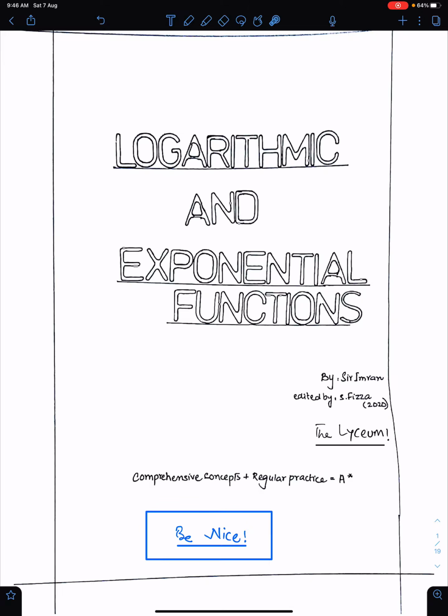An important equation to get A star in all your subjects. Comprehensive concepts plus regular practice is equal to A star. An important advice for me and for everyone: we should be nice to others.